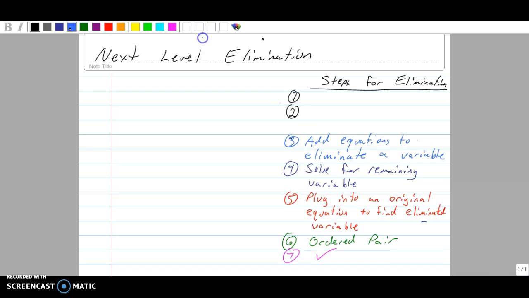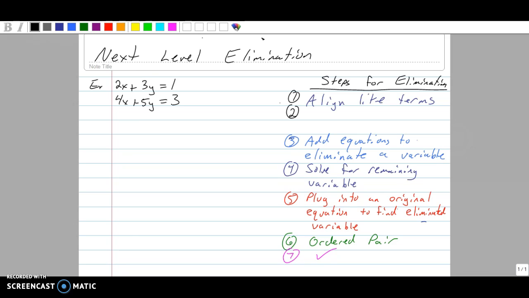The first one is align like terms. Let's give you an example so you know what I'm talking about here. Our first example is going to be 2x plus 3y is equal to 1. And then we have 4x plus 5y is equal to 3.